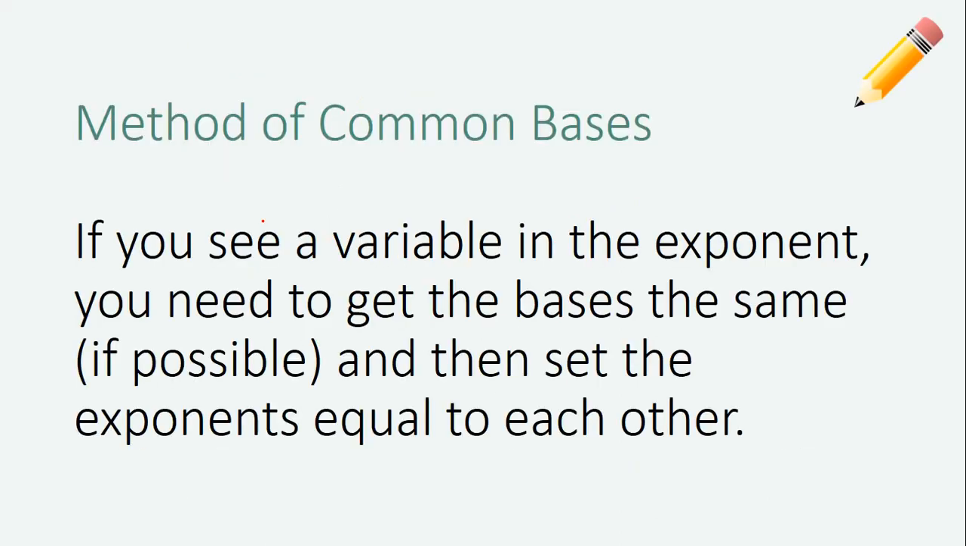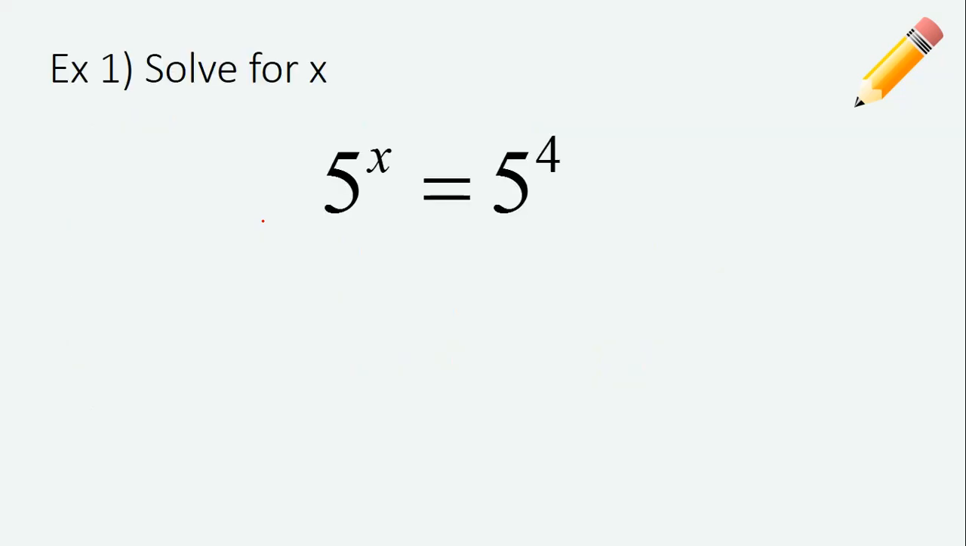So a method for common bases: if you see a variable in the exponent, you need to get the bases the same if possible, and then set the exponents equal to one another. So let's try a couple of examples here. I got 5 to the x equals 5 to the fourth. So notice, guys, they do have the same base. They're both 5. So honestly, I really do not care about those bases anymore. All I care about is setting the exponents equal to one another. X does in fact equal 4.